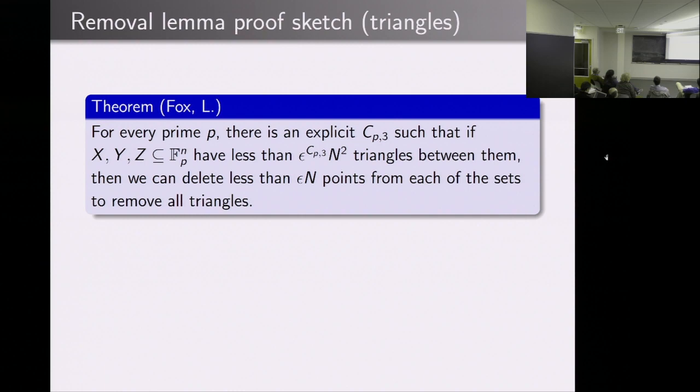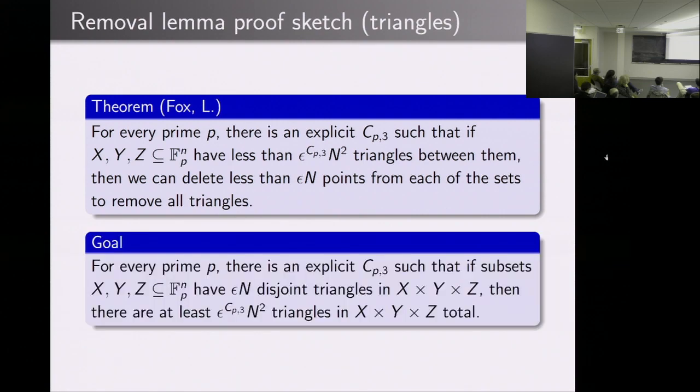Okay, so now let's give a sketch of the proof. So here's the statement again. We want to show that for every prime p, there's this explicit C_p3, such that if you have less than epsilon to the C_p3 n squared, so this is our delta, triangles between the sets, then we can delete less than epsilon times n points from each of the sets to remove all triangles.